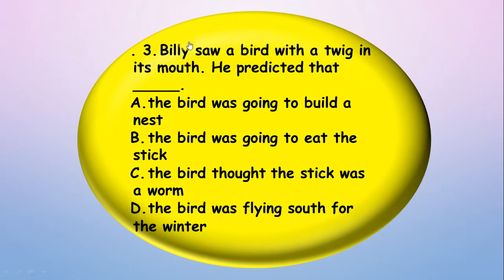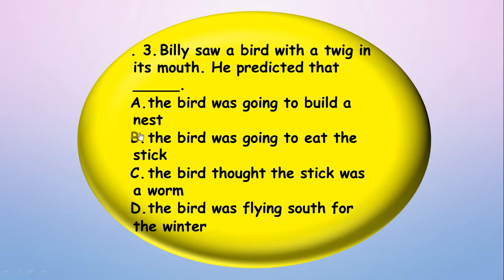Billy. Billy is a name like Ahmed or Fahd. Billy saw a bird with a twig in its mouth, so he predicted that. Let's see the choices. Again, Billy saw a bird with a twig in its mouth. This twig is like a stick. He predicted that A, the bird was going to build a nest, like the home of the bird.